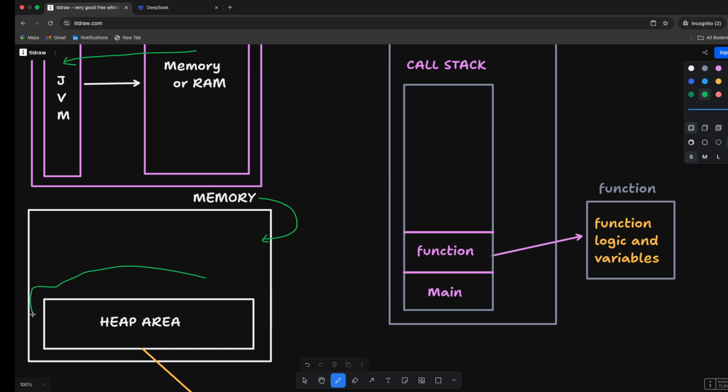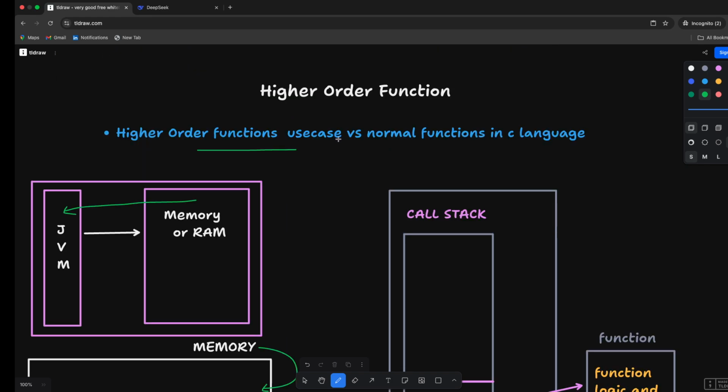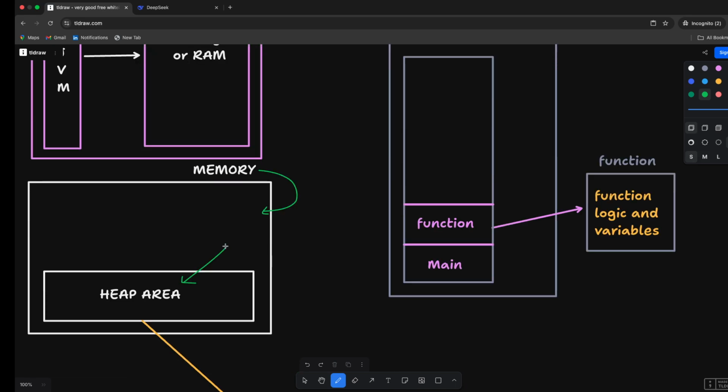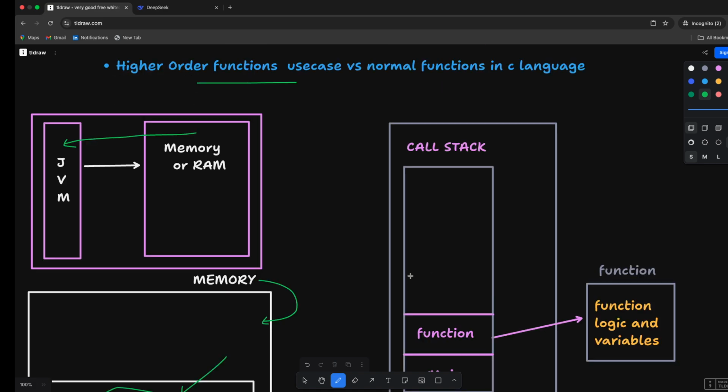One area is called the heap area. As we saw in OOP languages, objects are generally stored in the heap area. So if anything is an object, it will be stored here. We said that functions are objects, so they will also be present or stored in the heap area itself. This is how my functions will be stored in JavaScript.